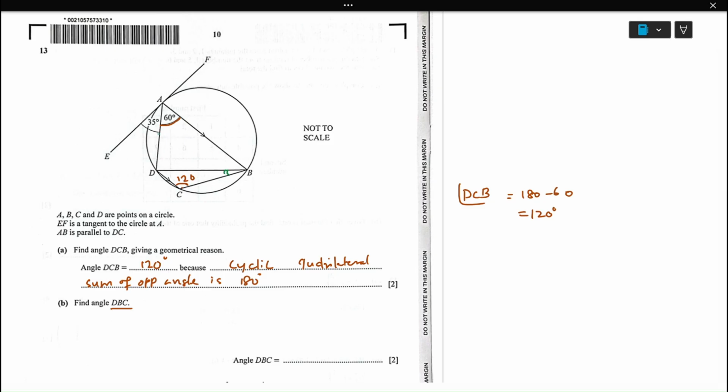Okay. Another clue here. AB parallel to DC is already given. So same side interior angles add to 180. So this is 60, this is going to be 180 minus 60. Oh, sorry, 120 degrees, because same side interior. So here 180 minus 60 is going to be 120. So this is 120. And another one I see here is 35. So here must be 35. The reason is alternate segment.